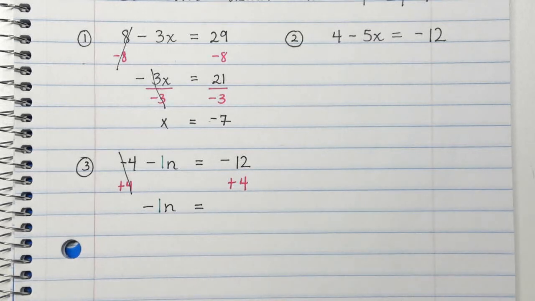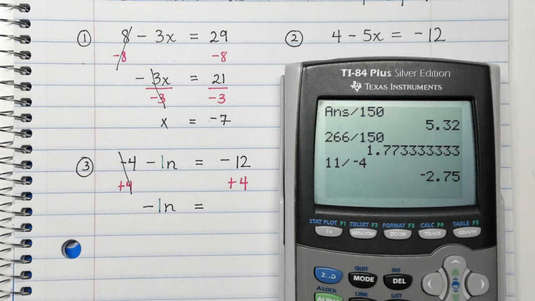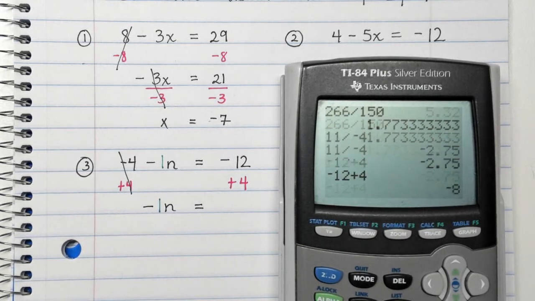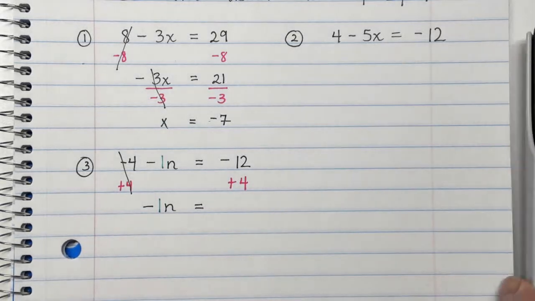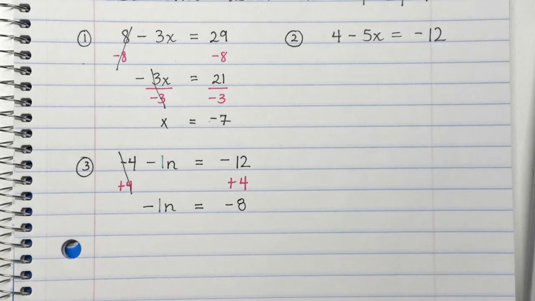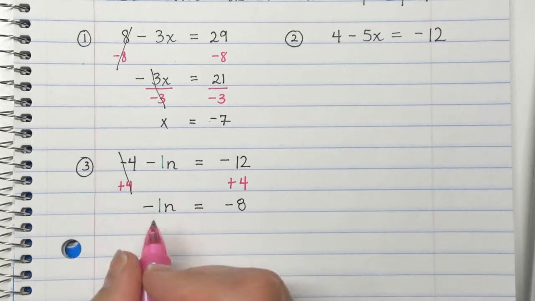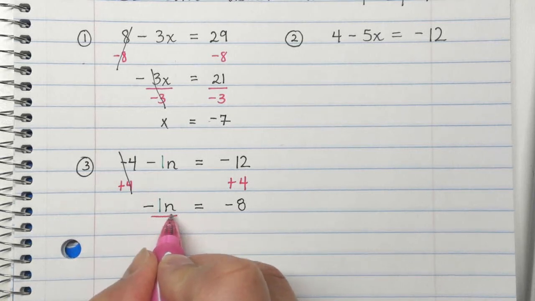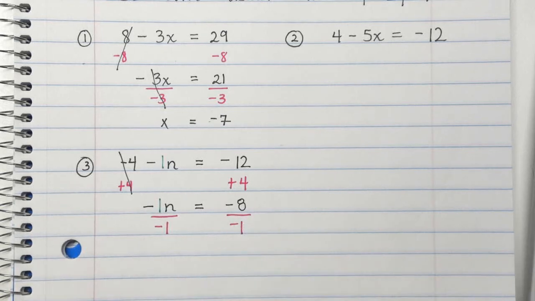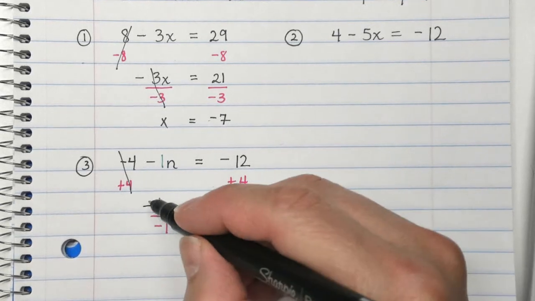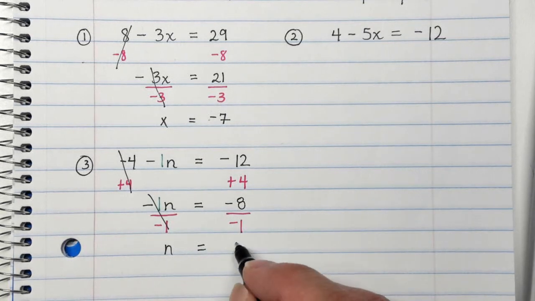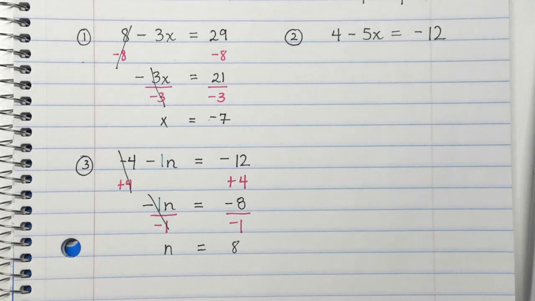Negative 12 plus 4. Again, negative 12 plus 4. I don't want you to take any chances. I want you to be 100% sure about your calculations. Equals negative 8. And then we are going to divide by the number in front of the variable, which this time is a negative 1. Negative 1. Cancel. N equals positive 8. Your turn.